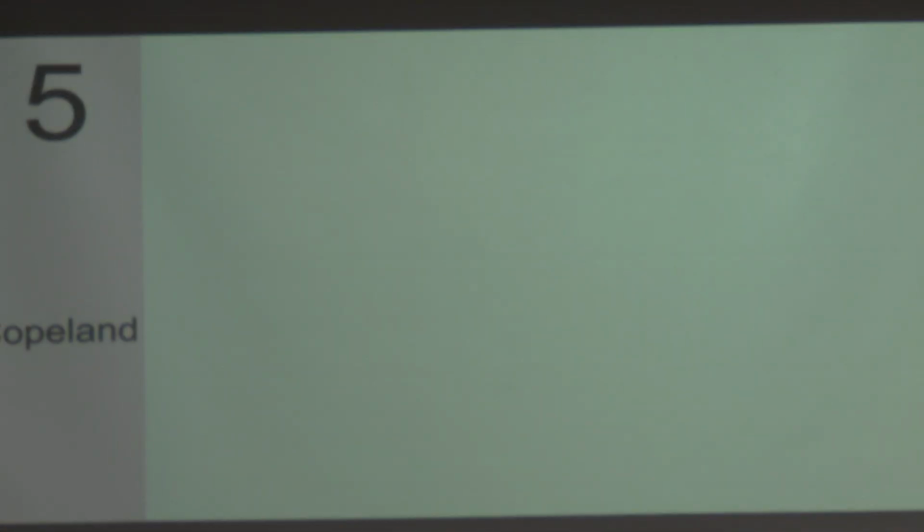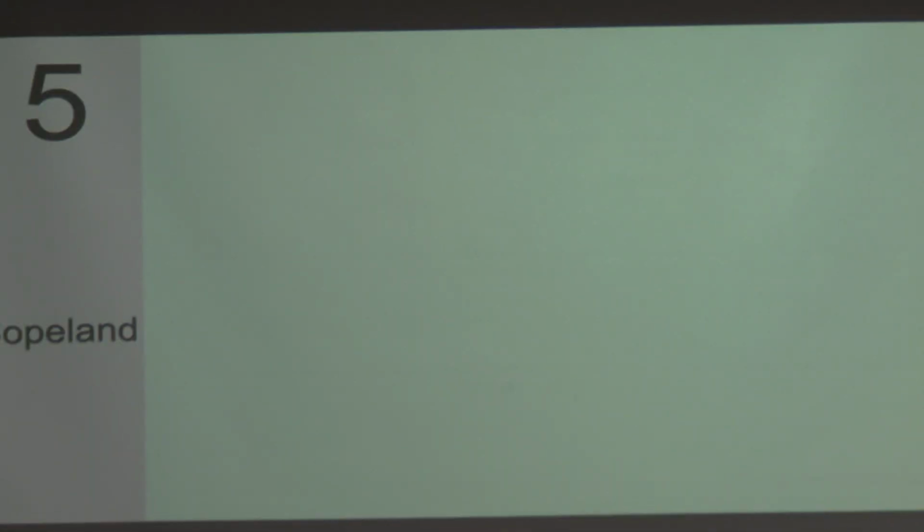So the 5th voting rule is called the Copeland voting rule. Anyone heard of this name? I'm disappointed. Do people not follow sports? You do follow sports? Okay. Anything that comes up on television, cricket, football, chess, whatever.